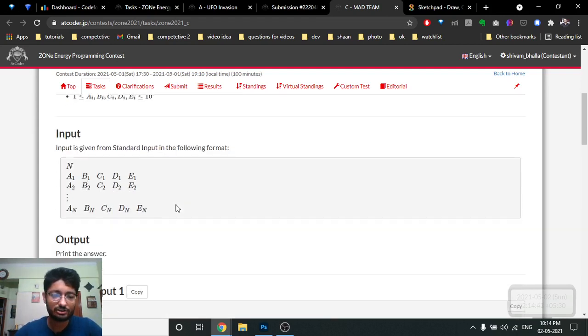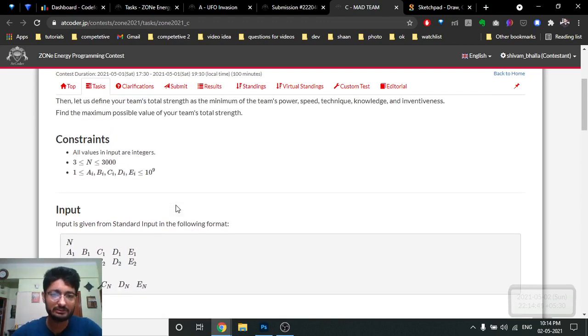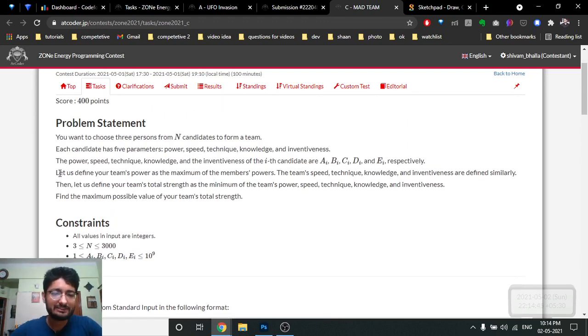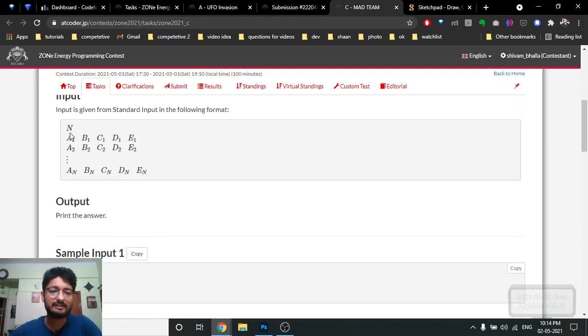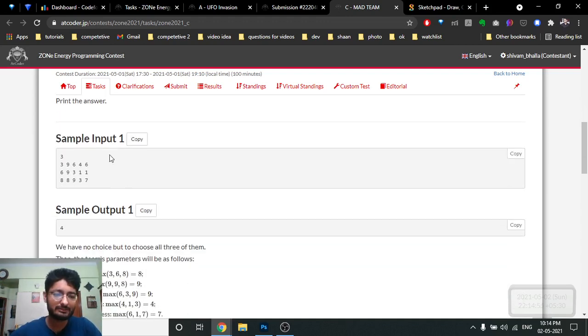Then you want to form a team of 3 persons from these n persons, such that you define your team power as the maximum of the members' power. I'll tell you with an example only. Let's assume that these are the members. There are n members, but let's take just 3 members in this example, so we have to take all 3 members.